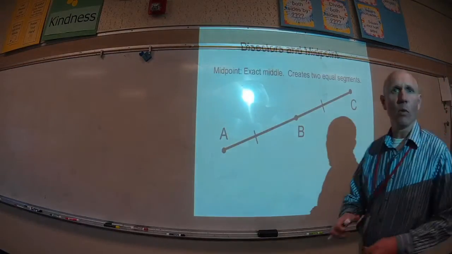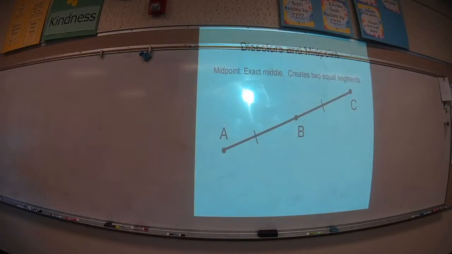Here is the first one, a midpoint. A midpoint is in the middle. So if I have a segment and I put a point in the midpoint, when I put something in the midpoint, I get two equal segments. Those two are equal. Does that seem reasonable? Right in the middle means there's half on that side and half on that side.